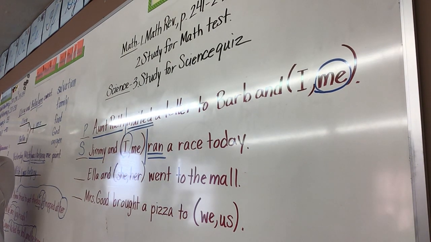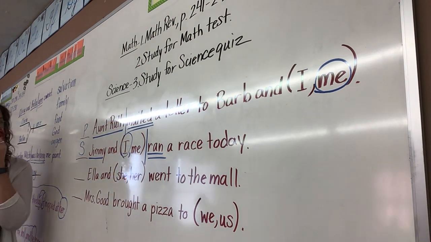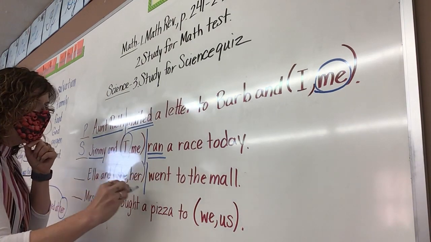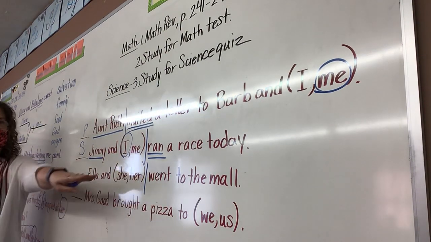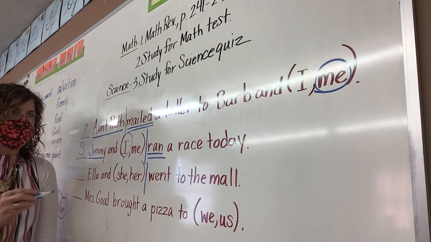Ella and she or her went to the mall. All right, we're going to divide it. After she or her. Yes, after the she or the her. What's our verb? Go to the predicate side. What's our verb? Went. Who went?